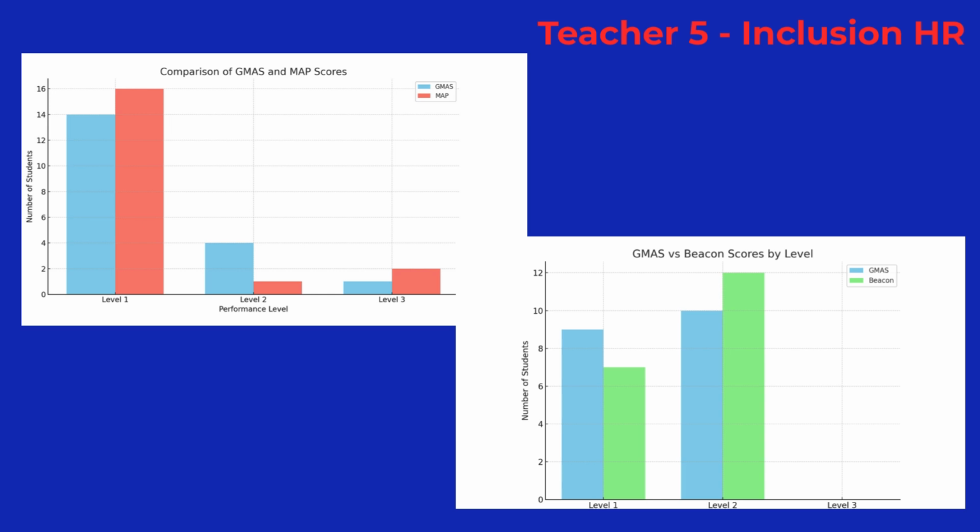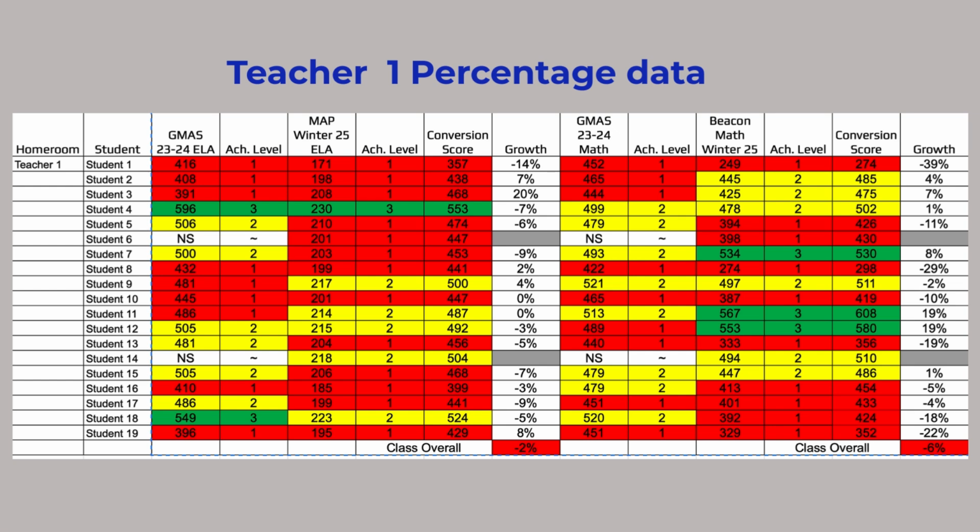And our last teacher, an inclusion teacher as well, more gains in that beginning level and less gains in our developing and our proficiency levels for both ELA and math. Even though we did make some slight gains to developing achievement levels in the math, there were no students that fell in that proficiency category.